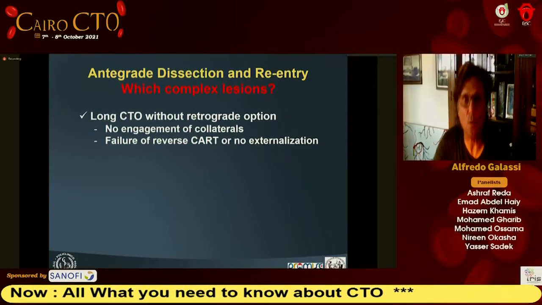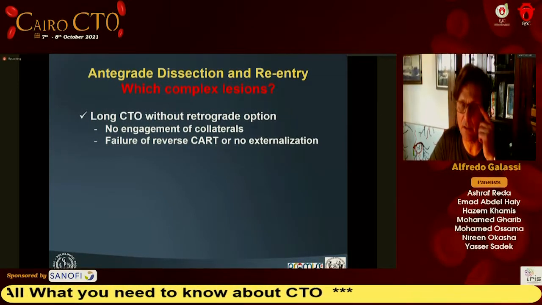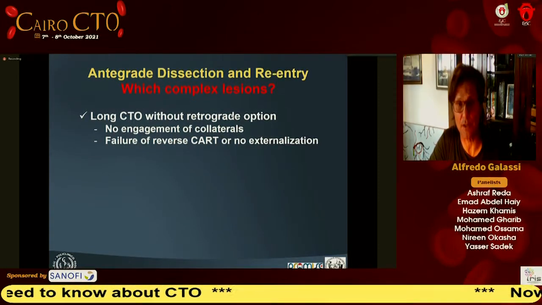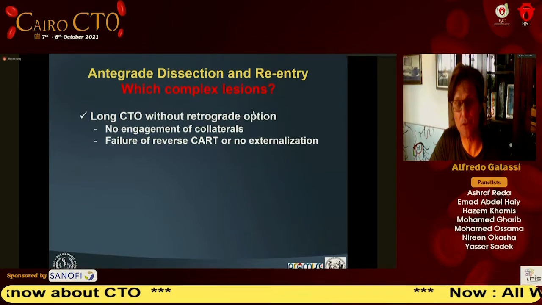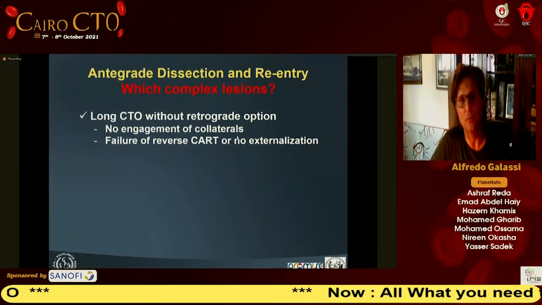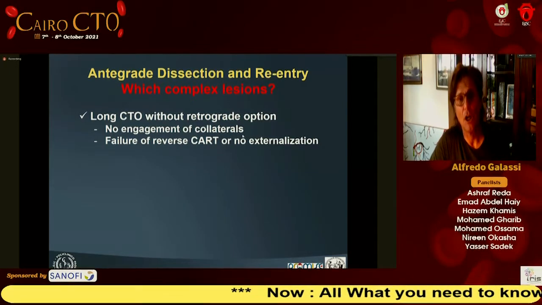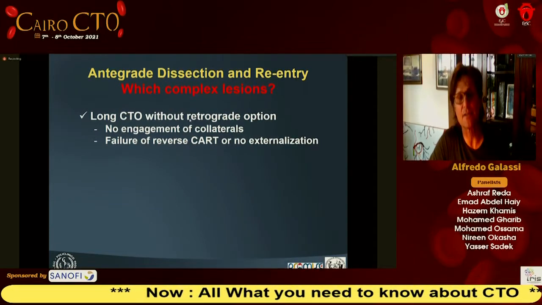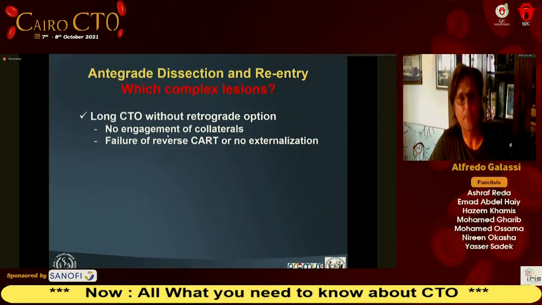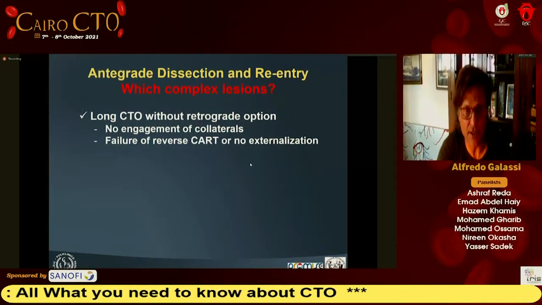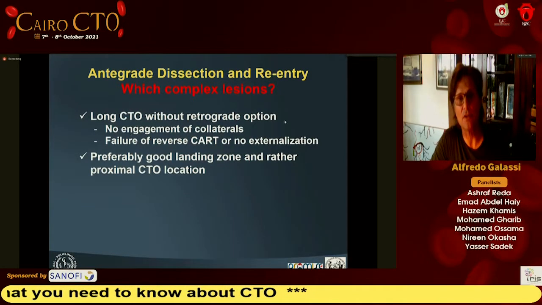So basically, what are the complex lesions that we are dealing with using this ADR technique? Well, first of all, long CTO without a retrograde option. This is one of the most important issues because, as you know, the retrograde option now accounts for 30% of all approaches in CTO, and nowadays is part of the strategies. But again, we can have cases where the retrograde option is not available. We don't have engagement of a collateral, we have a failure of reverse CART, or no externalization. So the situation with no retrograde option is one of the issues.